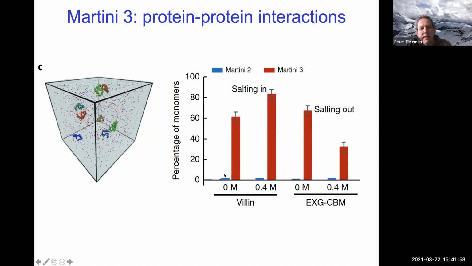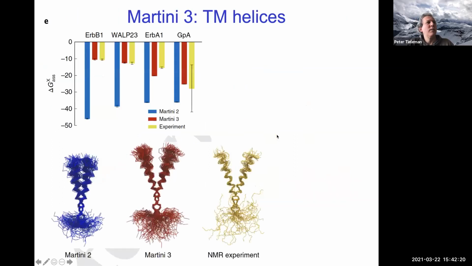And in Martini 2, you can get any concentration of monomers you want as long as it's 0, because they always aggregate. In Martini 3, there's a salt concentration dependence of the percentage of monomers. So you actually can promote aggregation or deaggregation by adding salt. This is much closer to what it should be physically.